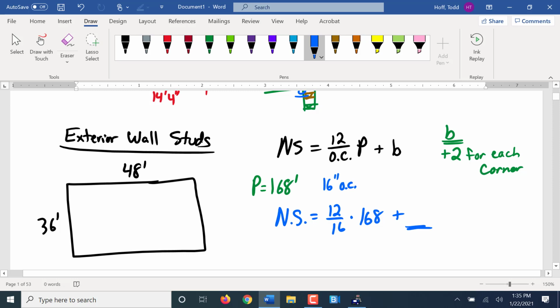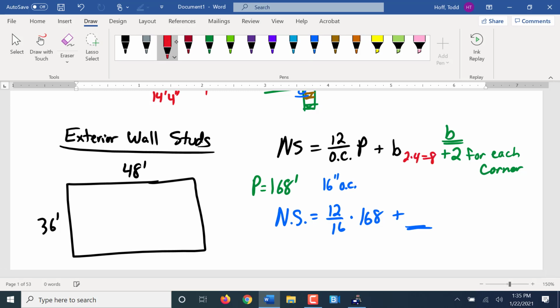How many corners are here? 4. So that's 2 times 4, which would be 8. Plus 1 for each non-modular wall. What's modular mean for a house? Again, divisible by 4. Any of these walls non-modular? No. So that's going to be 0 for that. All these walls are divisible by 4, so we're not going to add anything for that.